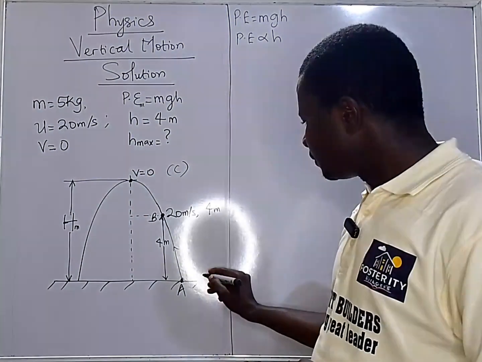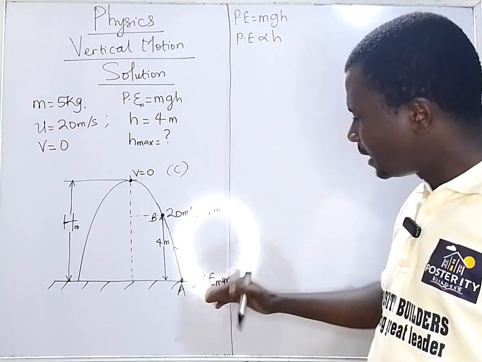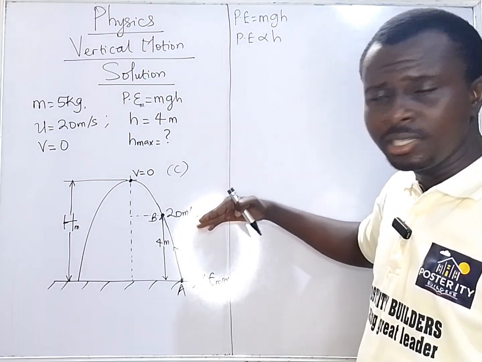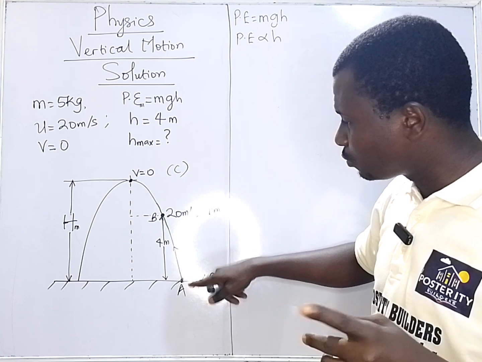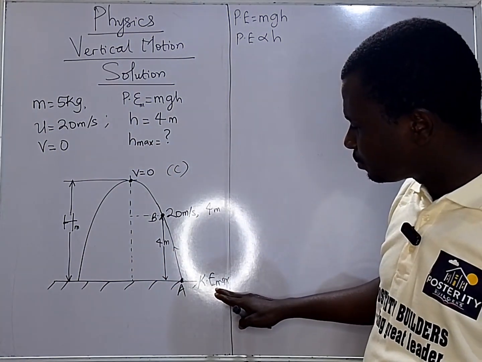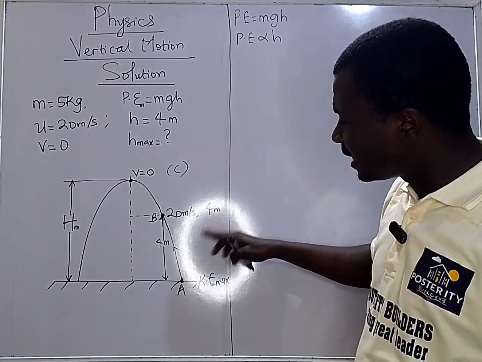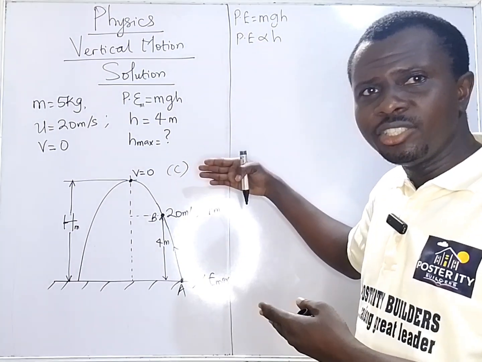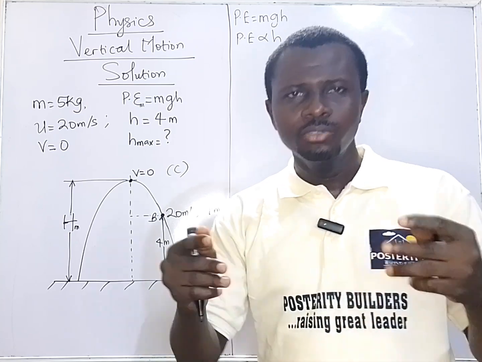So the object has kinetic energy, which is maximum at the start, the highest form. As it goes up, the kinetic energy is decreasing and the potential energy is increasing. The speed decreased to 20 and eventually decreased to 0. The potential energy was 0 here. Then it started increasing as the height increased to 4 meters, and it has a particular maximum height potential energy, which we have been asked to calculate. So I hope you've understood the question. So let's go about it.